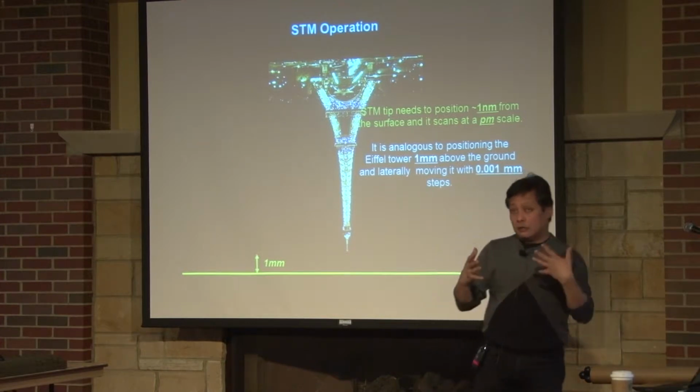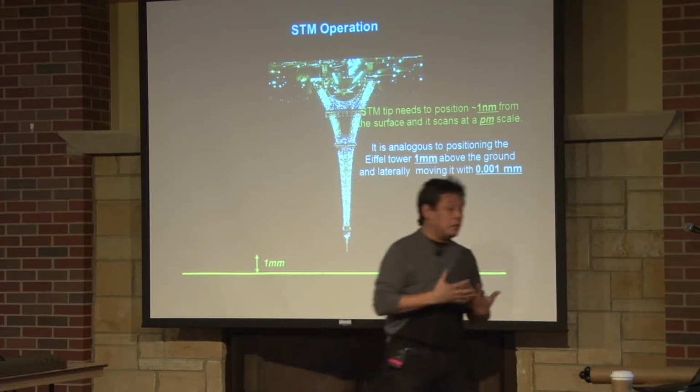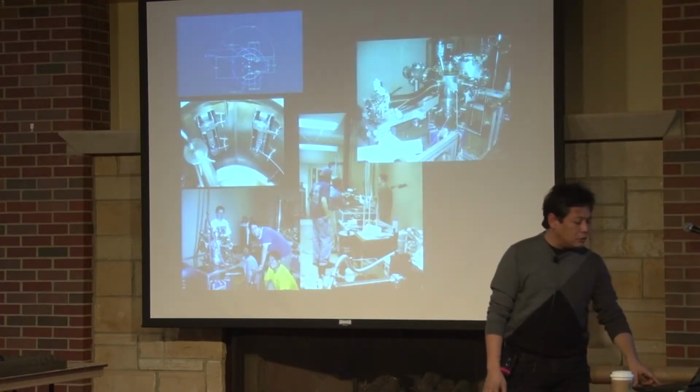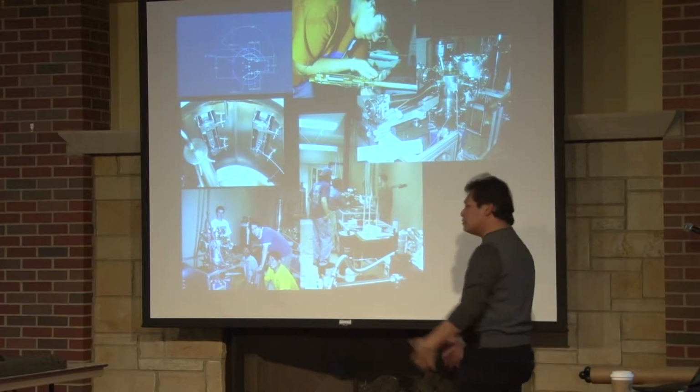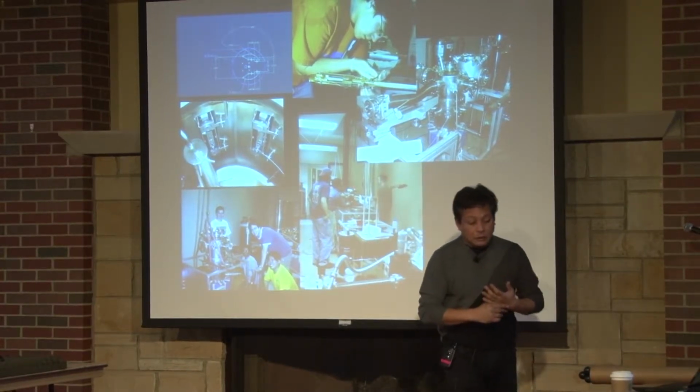Okay, so that's the control that we can achieve nowadays. That's why we can see the atoms. All right, so I want to show one more picture. The instrument that we used here was home built. It was built 12 years ago.